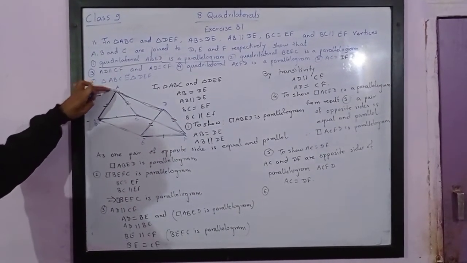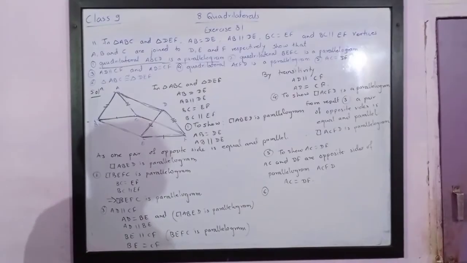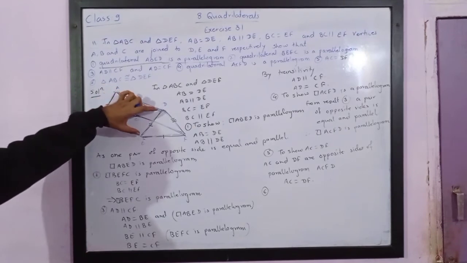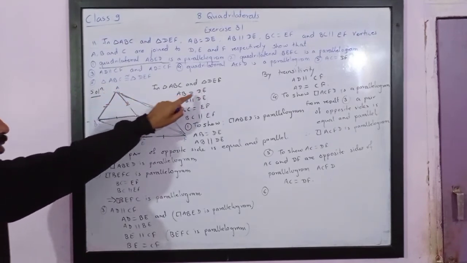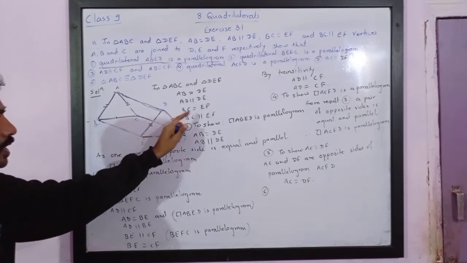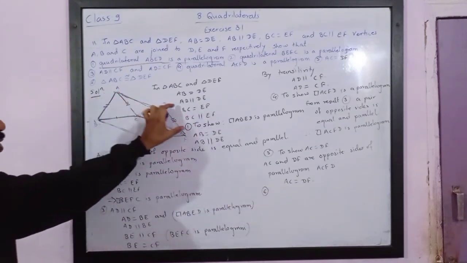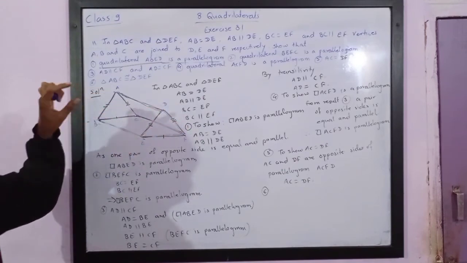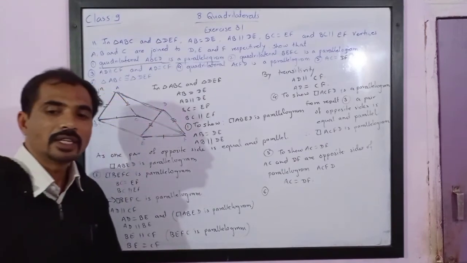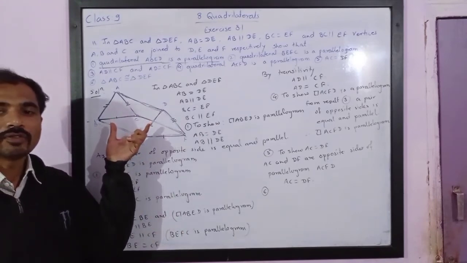Last thing, sixth question was asked. We have to show that triangle ABC is congruent to triangle DEF. Now see, we are given AB congruent to DE. AB equal to DE. We are also given that BC equals EF. And we have just shown AC equals DF. Means three sides of one triangle are congruent to three sides of the other triangle. It means two triangles are congruent by SSS test of congruency.